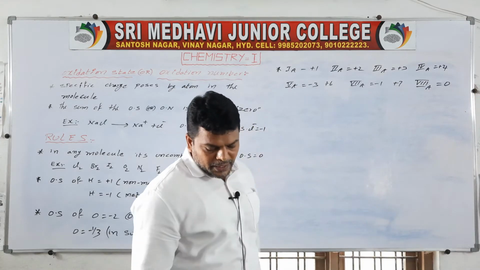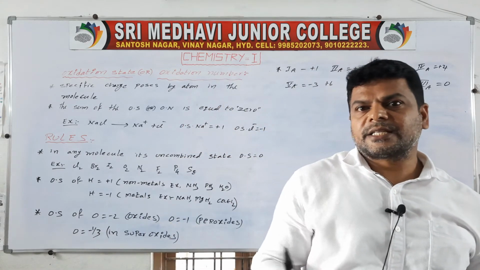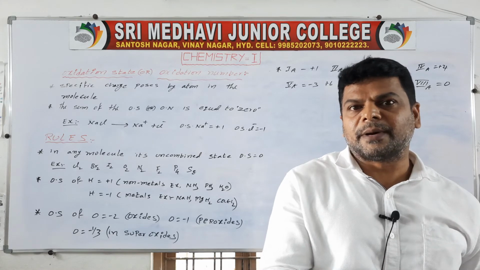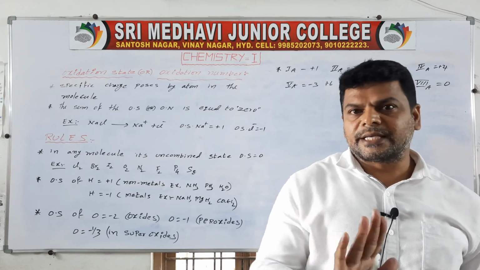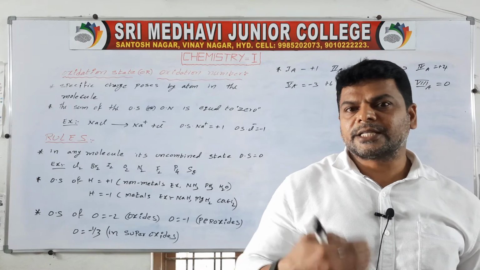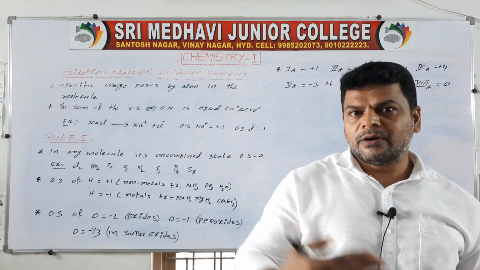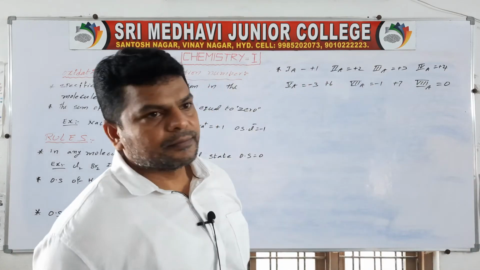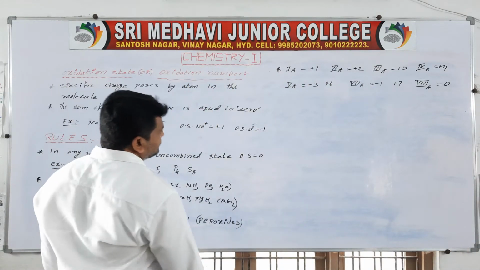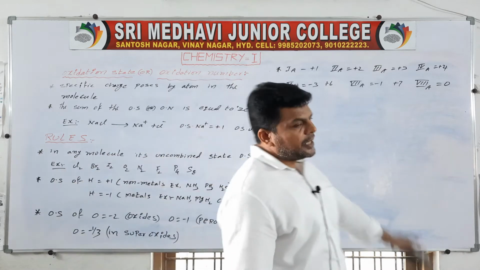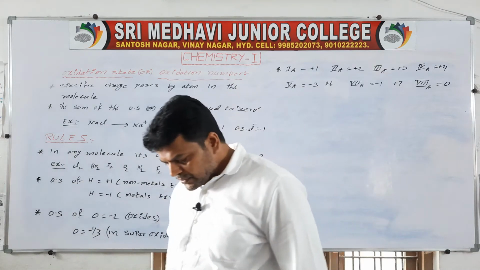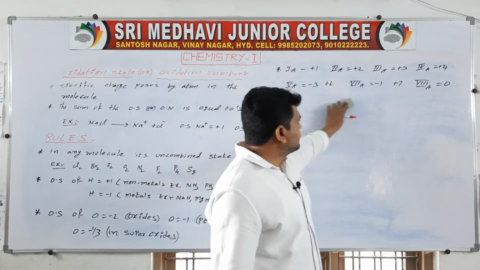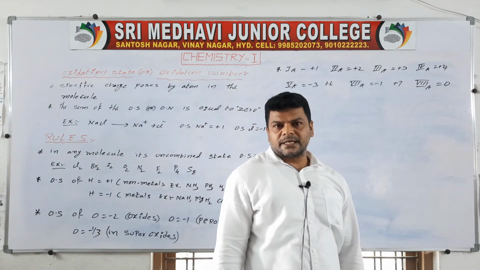So what I mean to say, the oxidation state of an element depends on the valence electrons present, the group number. Every element does not exceed oxidation states beyond its group number. It shows oxidation states below its group number like this. Okay, so these are the rules you have to know for calculating oxidation states. By using these rules, we may calculate some oxidation states.